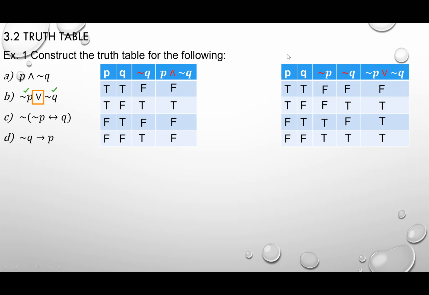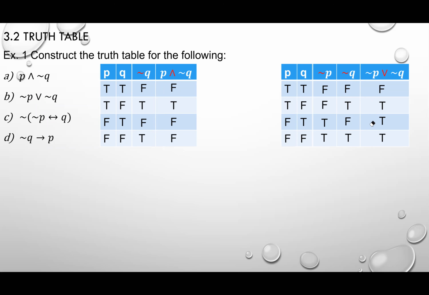So one thing is, I tell my students, the definition I gave you earlier is the book definition. If you don't like the book way, for the book, for the and, the only time it's true is when both of them are true, everywhere else is false. The only time the or is false is when both of them are false, everywhere else is true.